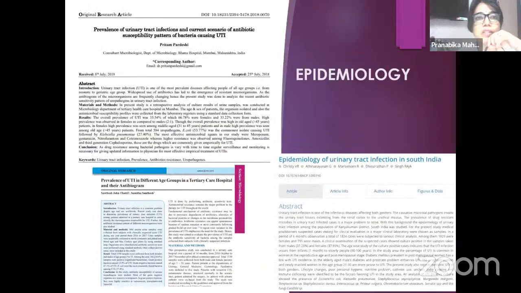So this is a study which shows the prevalence of urinary tract infection and the current scenario of antibiotic susceptibility. In this, they have concluded that as drug resistance among bacterial pathogens changes from time to time, regular surveillance and monitoring is very necessary for giving updated information to physicians for the most effective empirical treatment of urinary tract infection. This is a very informative study.